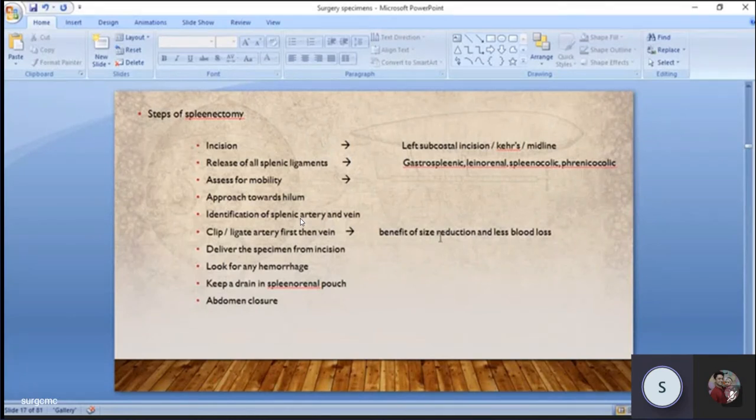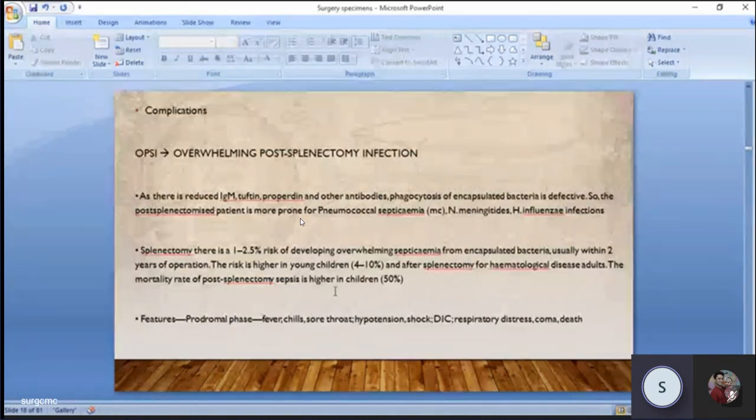What is the benefit of it? The benefit is size reduction and less blood loss. Then we have to deliver the specimen through that incision. We should look for any hemorrhage. We keep a drain in the splenorenal pouch and we close the abdomen. What is the main and most important complication of splenectomy?